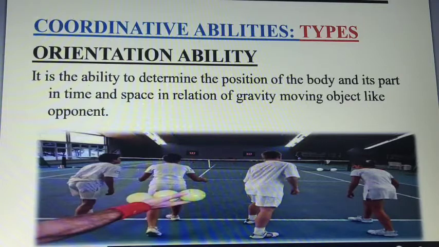Orientation ability: while playing squash, orientation ability is really required. It is the ability to determine the position of the body, at which angle you will have to throw the thing, in a particular time pace and in relation to gravity. It means you must have a good knowledge of kinematics, or a knowledge of kinesiology.